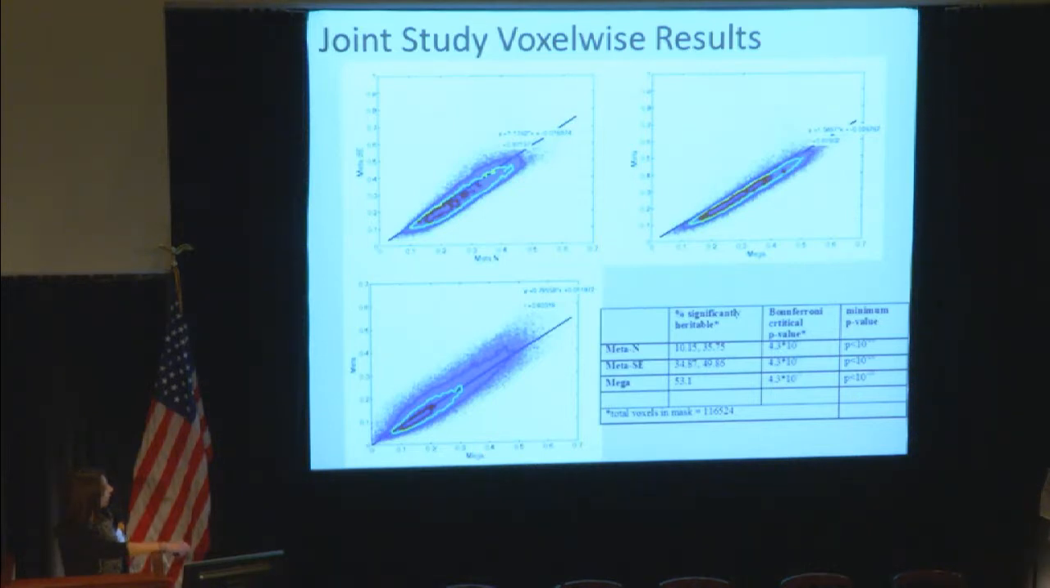Using the regions that are significantly heritable, like I showed before for the individual cohorts, now we're looking at the joint analysis. The regions of significant heritability using the n-weighted meta approach is about 10% when we use one method for calculating the p-values, and 35% when we use the other. And for the standard error weighted, it's between 35 and 50%, and the mega is about 43.